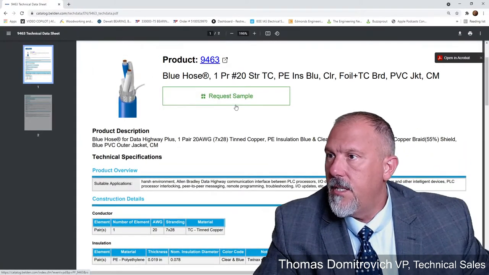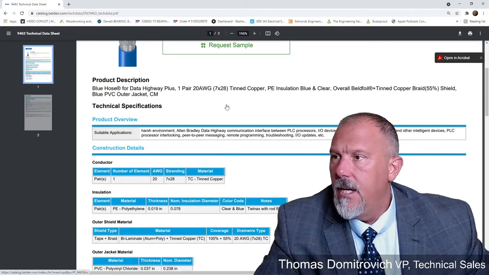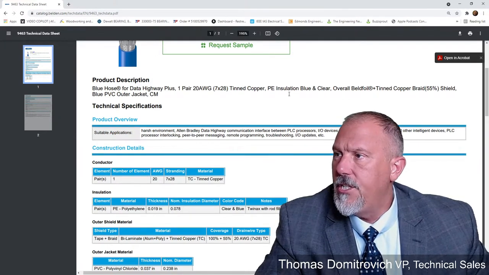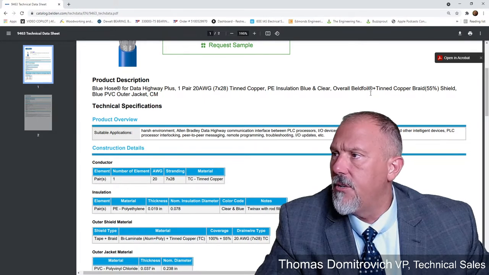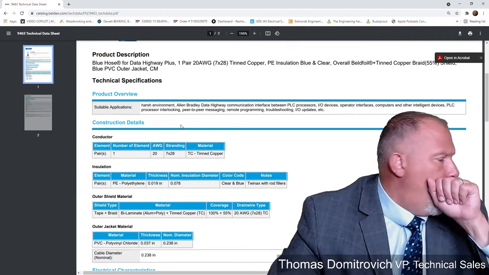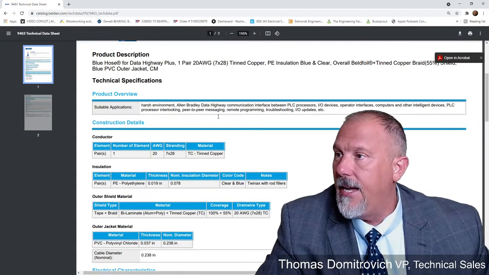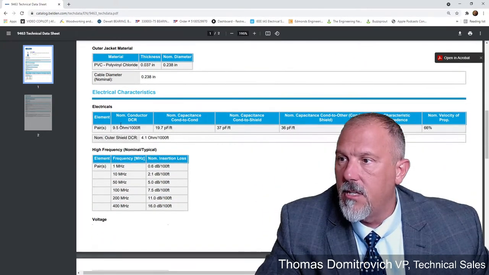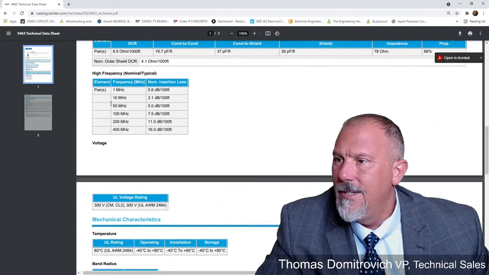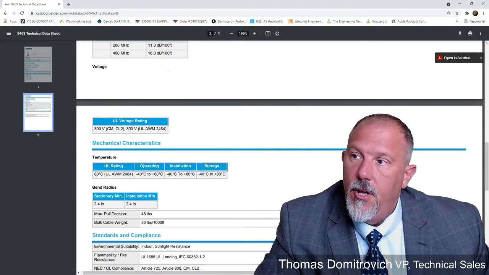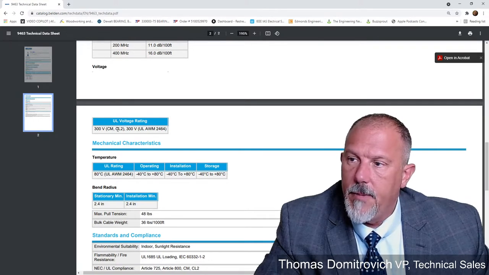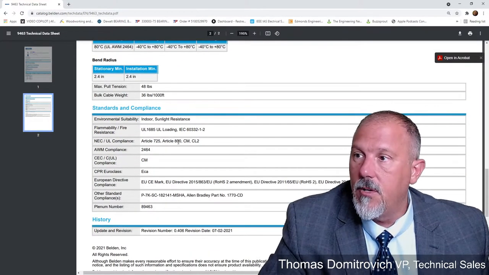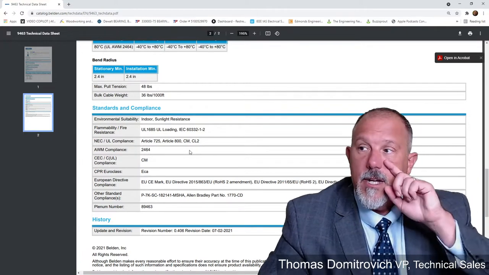Belden 9463. Here it is, it's called Blue Hose. Blue Hose for Data Highway Plus, one pair of 20 American wire gauge, PE insulation, blue and clear, overall beta foil, harsh environment, Allen-Bradley Data Highway, a communication interface between PLC processors. So this is made for that type of environment. Let's take a look at the voltage rating on it. I think it's 300 volt rated. So UL AWM 2464, 300 volt rated. So in many cases, this is going to be suitable. Look, NEC UL compliance, Article 725, Article 800, Class 2.